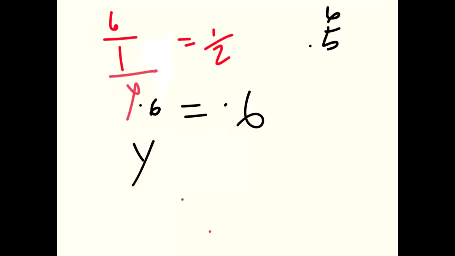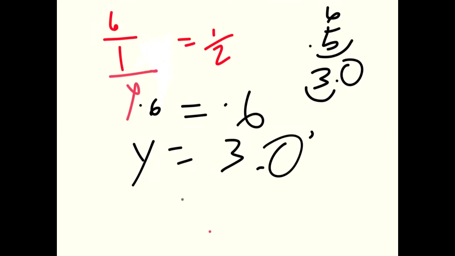6 times 5 is 30. And then since there's just the decimal over here, we're just going to put it. Since the regular decimal would be here, you just write it here. And altogether, y equals 3.0. That's your answer.